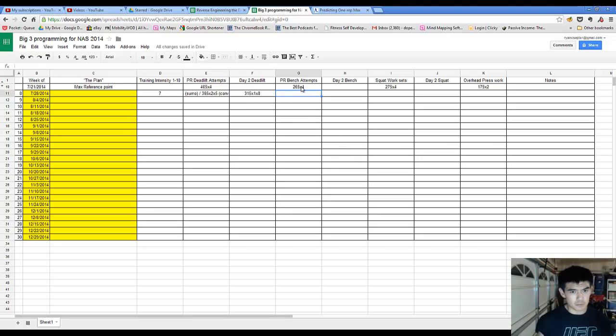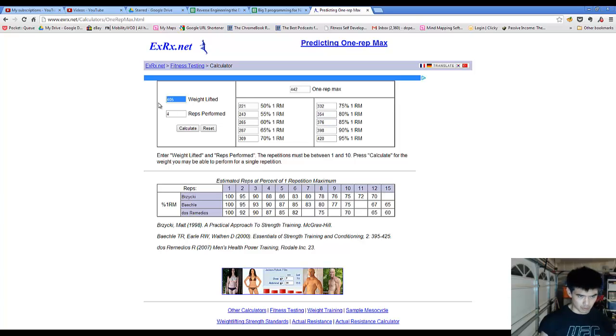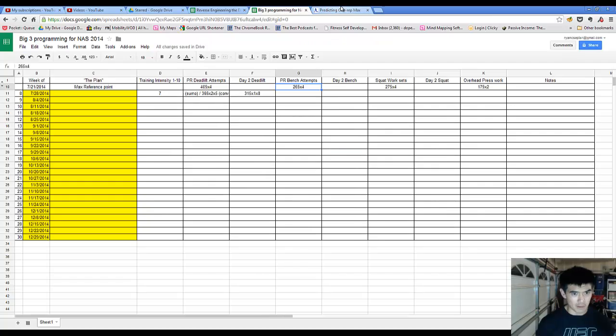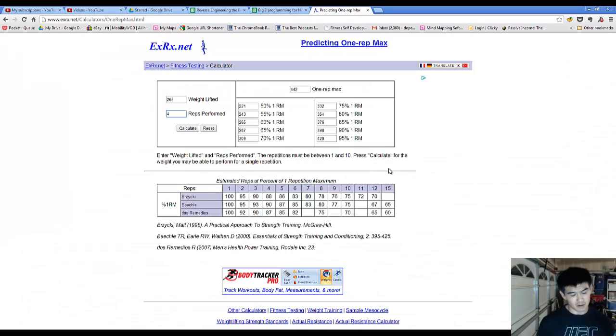PR bench attempts. His recent PR is 265 for 4. This is a touch and go bench. So taking a look at this one rep max calculator. Now I'm using the one rep max calculator as a guide for how I'm choosing numbers, and a lot of how I choose numbers is really based on experience as well as the use of this guide. So 265 puts him at a 389 pound 1 repetition max predicted. 265 puts him at basically a little over 90% for 4 repetitions.